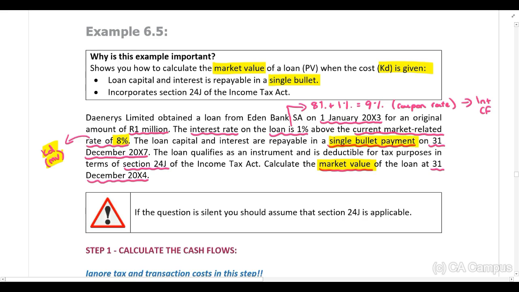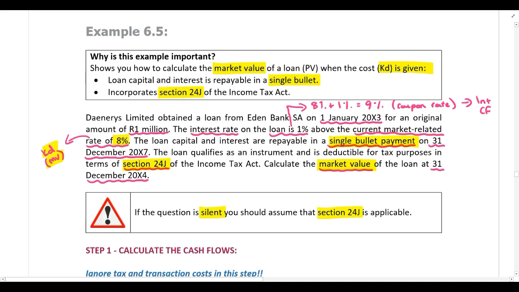And this example also shows you how to deal with Section 24J of the Income Tax Act. And please note, if the question is silent, you should assume that Section 24J is applicable. So even if you weren't told that the loan qualifies as an instrument and is deductible for tax purposes in terms of Section 24J, you can assume that it is deductible in terms of Section 24J.